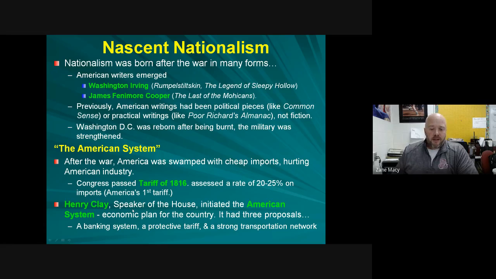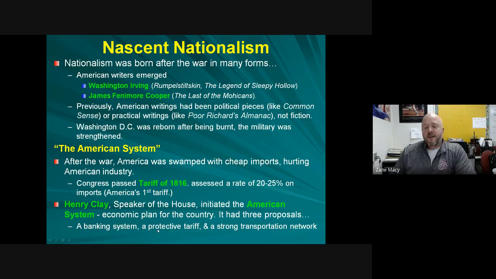Henry Clay from Kentucky, the Speaker of the House of Representatives, initiated what he called the American System, which had three proposals. First was a banking system, second was a protective tariff, and the third was a strong transportation network. We needed to strengthen our infrastructure because there is a huge divide between the population that lives east of the Appalachian Mountains, between the Appalachians and the Mississippi River, or west of the Mississippi.